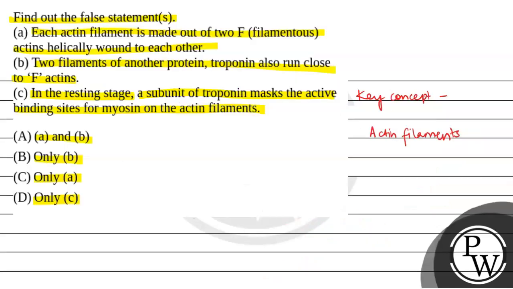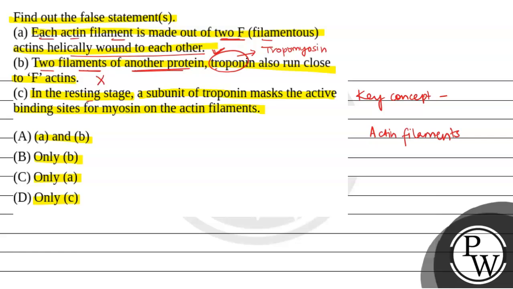So coming back to the question में सबसे पहला statement दिया हुआ है each actin filament is made out of two filamentous actins helically wound to each other. We just saw this is true. Second, two filaments of another protein troponin. This is not true. जो filamentous होता है दूसरा protein that is tropomyosin which runs close to the F actin, so this is wrong.